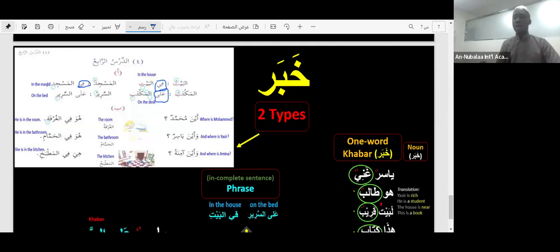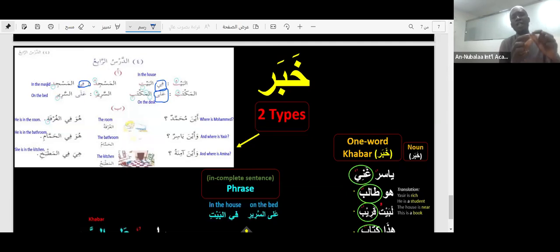Al-qalamu ala al-maktab. The pen is on the table. Al-qalamu ala al-maktab. You have al-Qur'an or al-mushaf fi al-masjid. The Qur'an, the mushaf is in the masjid. Al-jawalu ala al-sarir. The handset is on the bed.